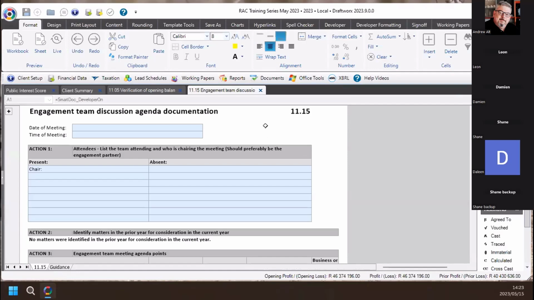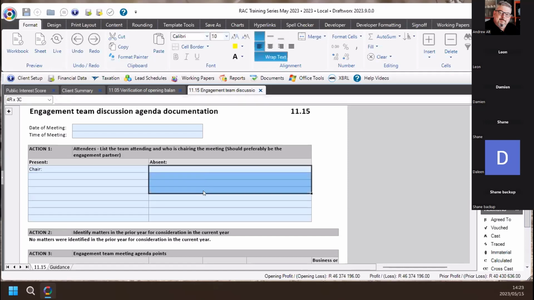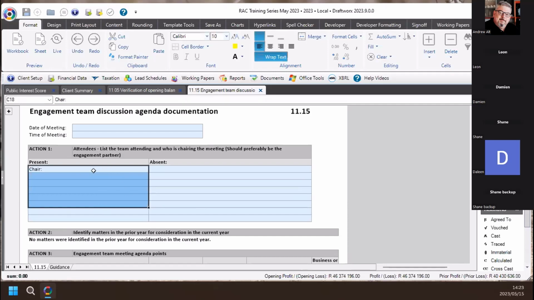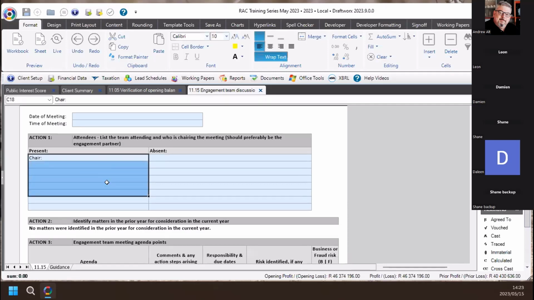Okay, 1115 is the engagement team discussion agenda document. Another term that we could use, one that I was familiar with, is a kickoff meeting. And here we are wanting to present some key points to the audit team at the commencement of my engagement. And so you would go and say, who's there, who's absent, and the hope is that all of the audit team is able to attend this meeting.